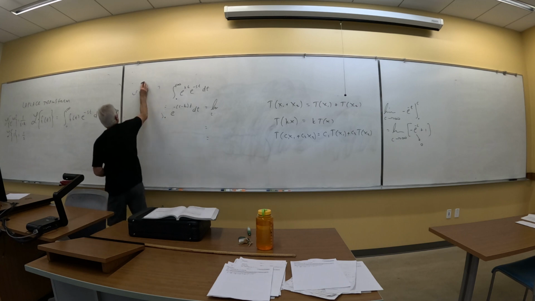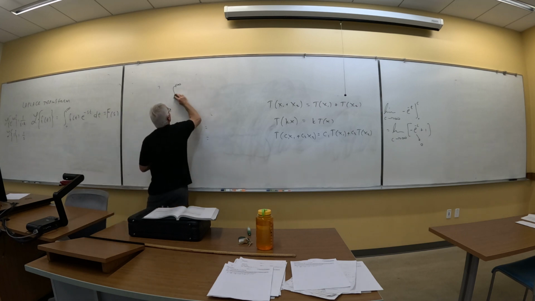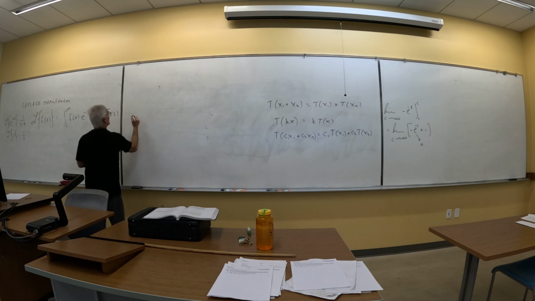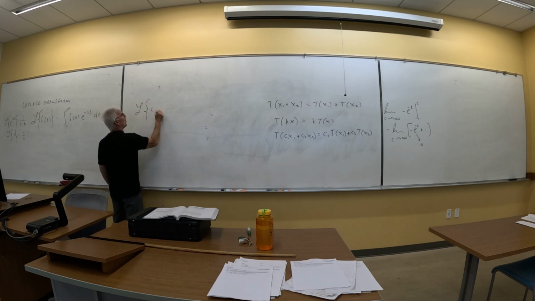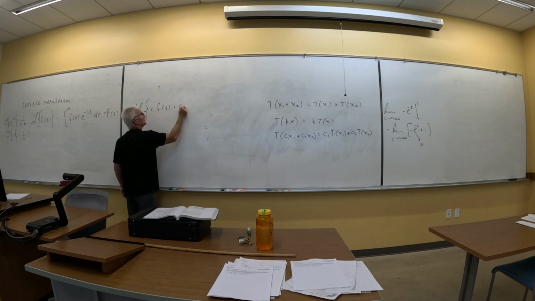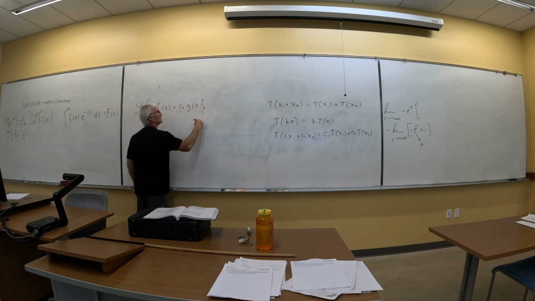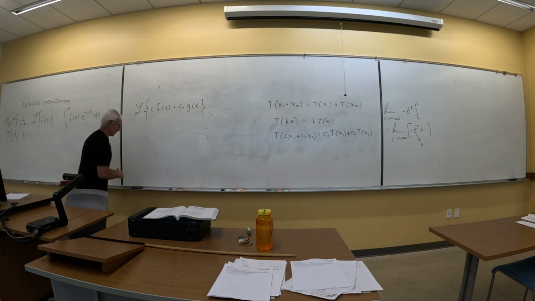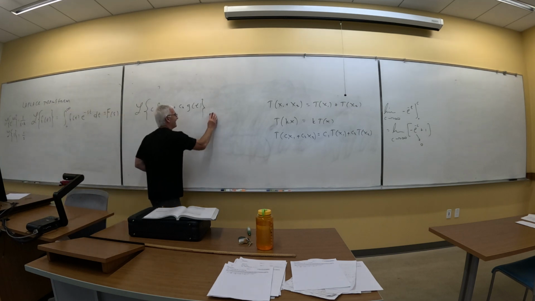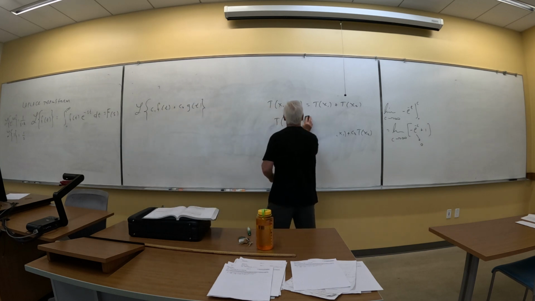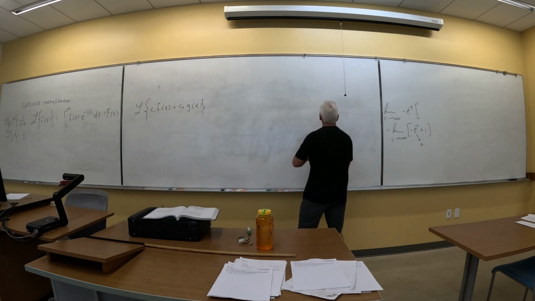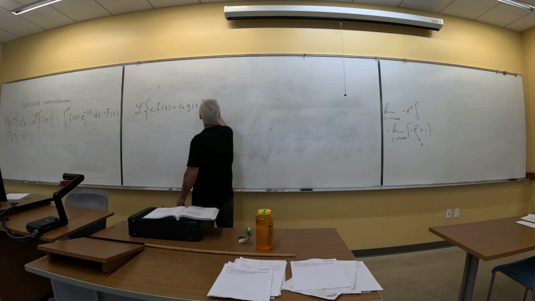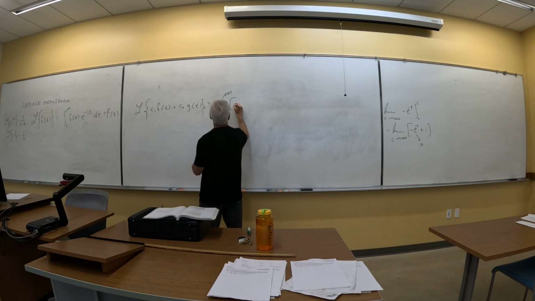All right, let's prove that this is a linear transformation. So how would I prove that? By doing the Laplace transform of, I don't know, how about C1 f of t plus C2 g of t. You're going to like this because we don't actually have to integrate anything. Because if the definition of the Laplace transform is the improper integral, then I can go directly to this.